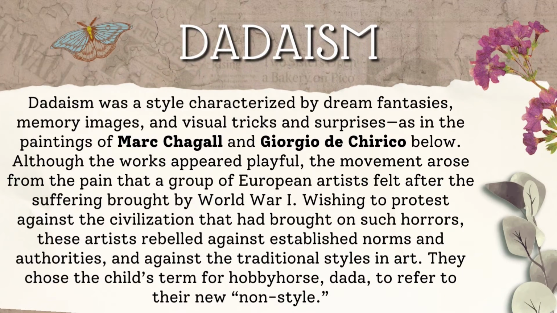Another kind of artwork is called Dadaism. It was a style characterized by dream fantasies, memory images, and visual tricks and surprises, as in the paintings of Marc Chagall and Giorgio de Chirico below. Although the works appeared playful, the movements arose from the pain that a group of European artists felt after the suffering brought by World War I. Wishing to protest against the civilization that had brought on such horrors, these artists rebelled against established norms and authorities and against the traditional styles in art. They chose the child's term for hobby horse, Dada, to refer to their new non-style.